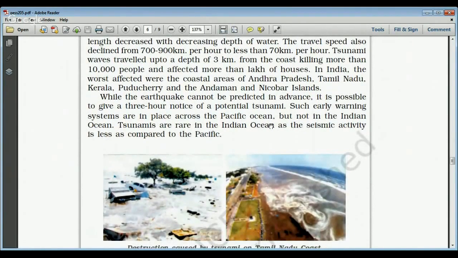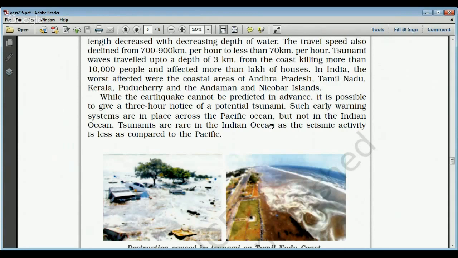See, an earthquake cannot be predicted in advance, but it is very possible to give a 3 hour notice of a potential tsunami. And India has fixed some tsunami measuring instruments in the Indian Ocean, and in the Pacific Ocean also. The tsunami instruments in the Pacific Ocean are by the USA and other countries.